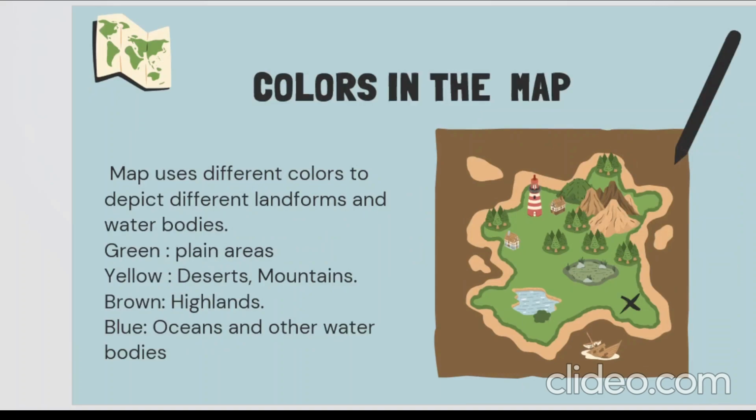Let us now discuss the colors in the map. A map uses different colors to depict different landforms and water bodies. Green refers to plain areas. Yellow refers to deserts and mountains. Brown refers to highlands. On the other hand, blue refers to oceans and other water bodies.